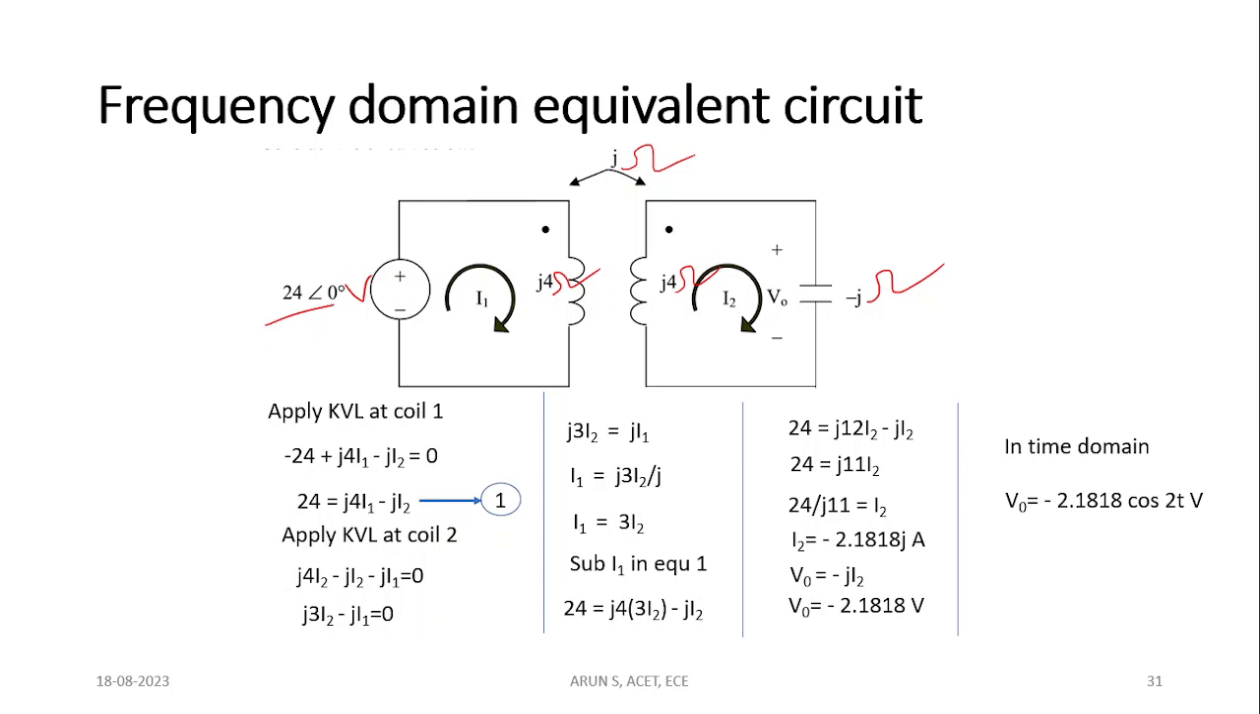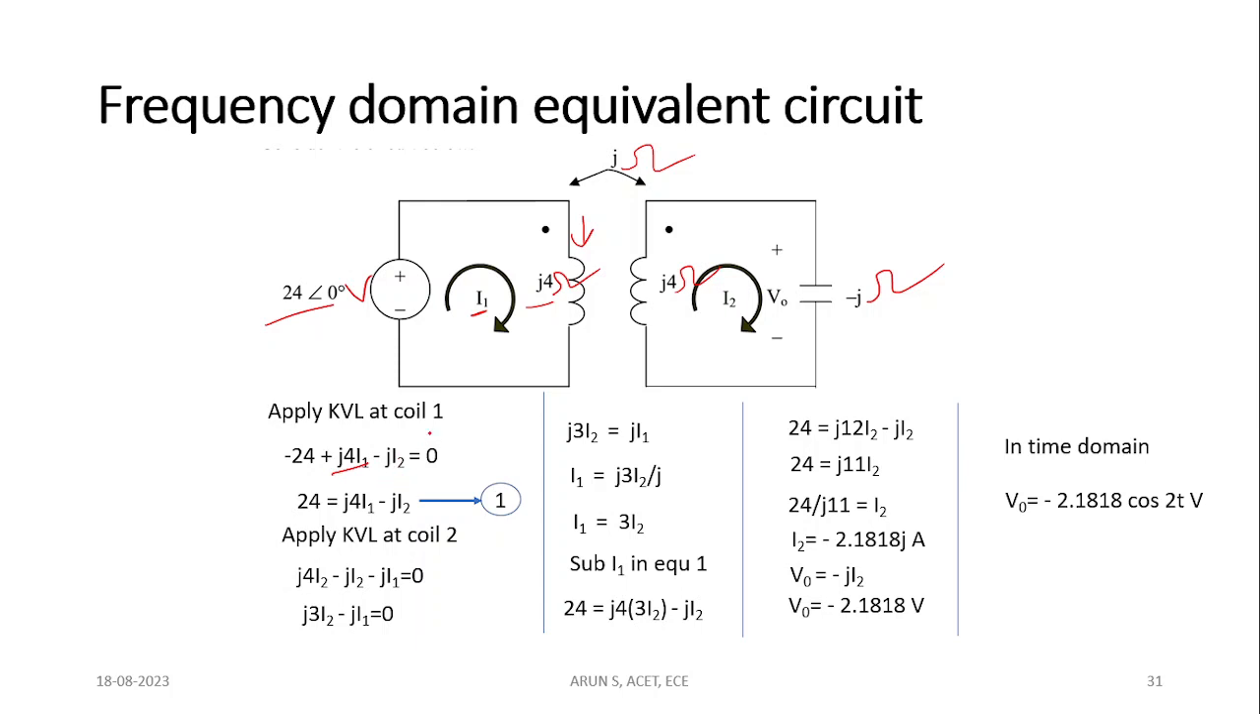So first of all I am going to apply KVL at coil 1. I1 is entering negative and leaving positive, so it has to be minus 24 angle 0. Angle 0 can be ignored because 24 angle 0 and 24 are the same, plus the self-induced voltage, which is J4 multiplied by the current flowing into it. What is the current flowing? I1 is the current flowing in loop 1. So J4 times I1.